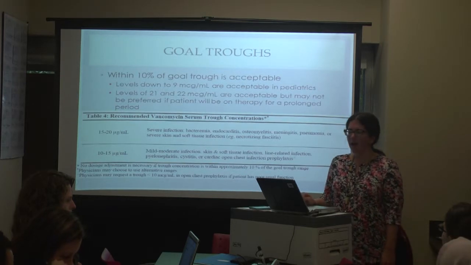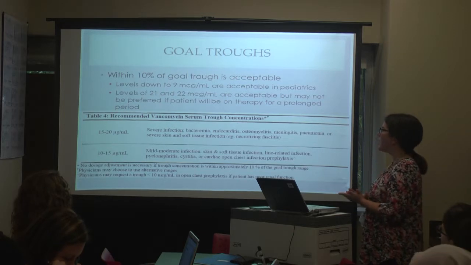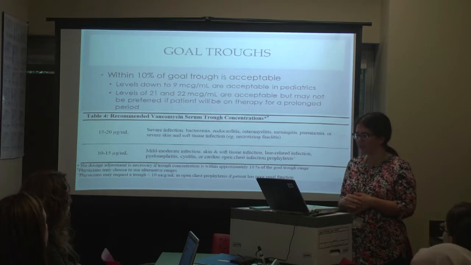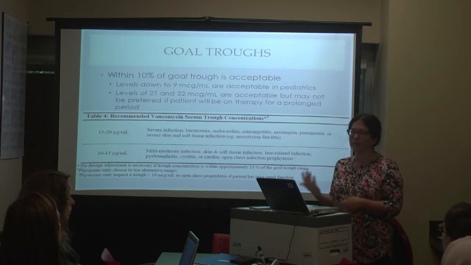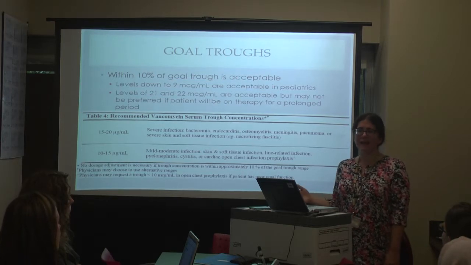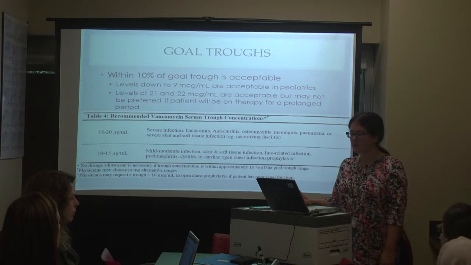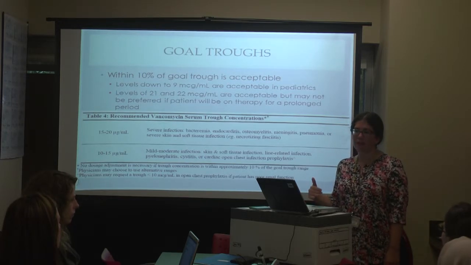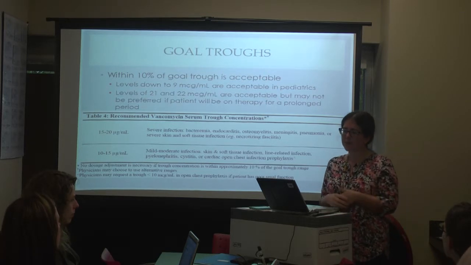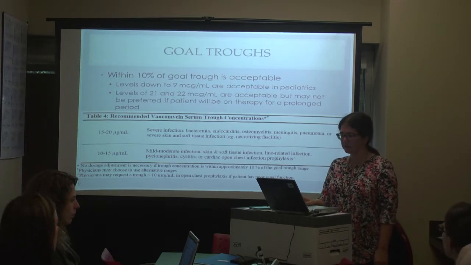Goal troughs. These are very similar to the adult patients, with one exception. We do allow up to 10%, but we talked about with the adult patients that 10 is our minimum because you see increasing resistance with levels less than 10. However, those are really adult studies and it hasn't been shown in pediatrics. So after discussion with our pediatric infectious disease physicians here, they felt it was appropriate to allow levels down to 9. I know that's one kind of annoying difference between the two, but keep in mind that we do allow 10% up or down for our ranges.